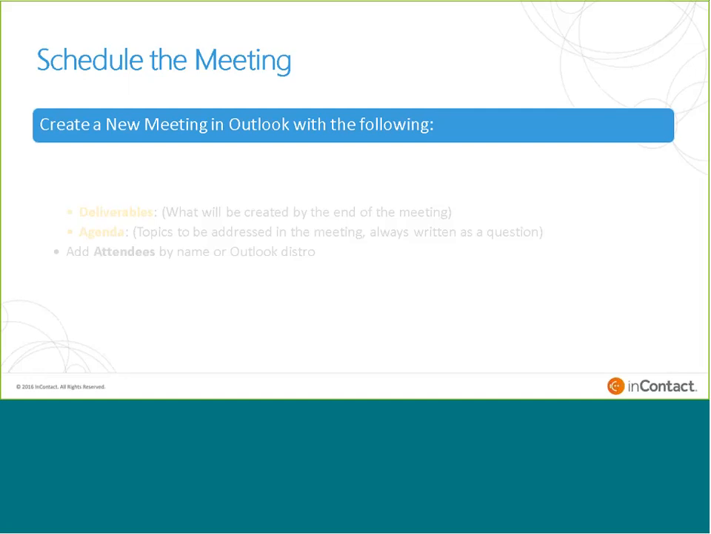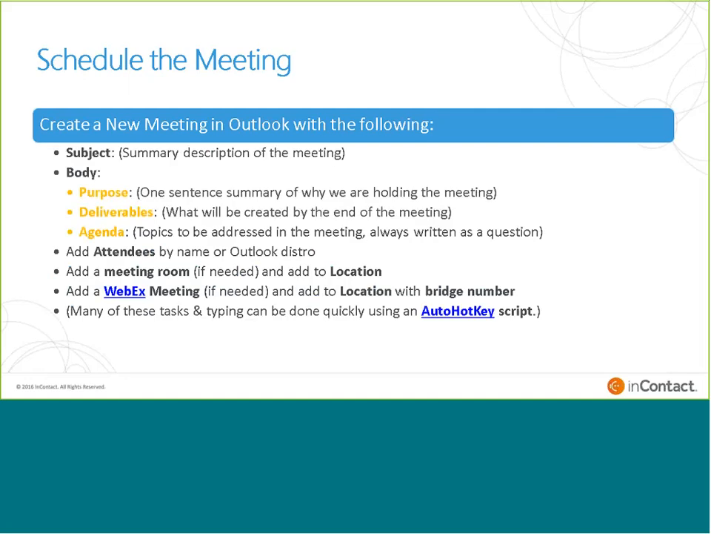Okay, so scheduling a meeting. First of all, create a new meeting in Outlook with the following. The subject, which is basically a summary description of the meeting. In the body, you want 3 core important pieces. Number 1, the purpose, which is a 1-sentence summary of why we're holding the meeting. Number 2, deliverables, which will be what will be created by the end of the meeting. Sometimes it's just as simple as meeting notes or a summary recording of the training.